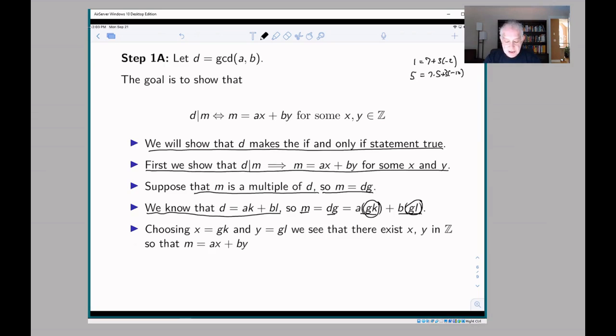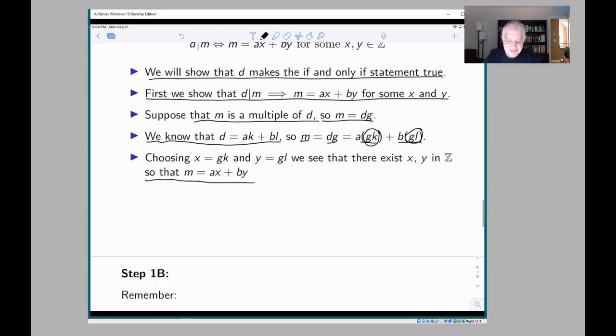So this direction we've already done, and we've shown that every multiple of M is of the form AX plus BY. But we're not done yet. We have to go in the other direction.